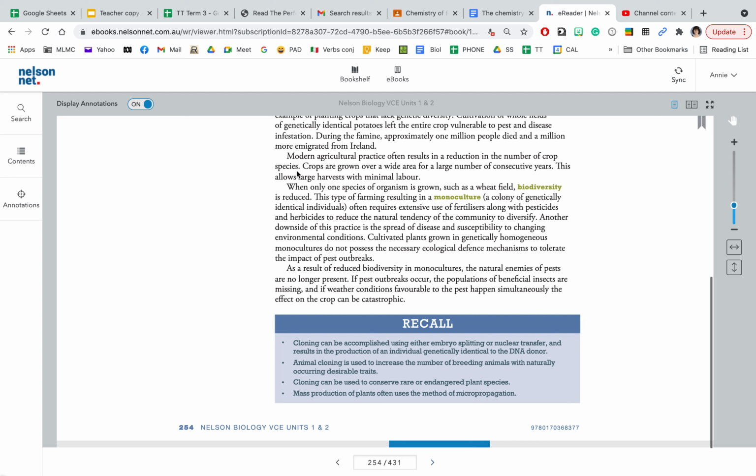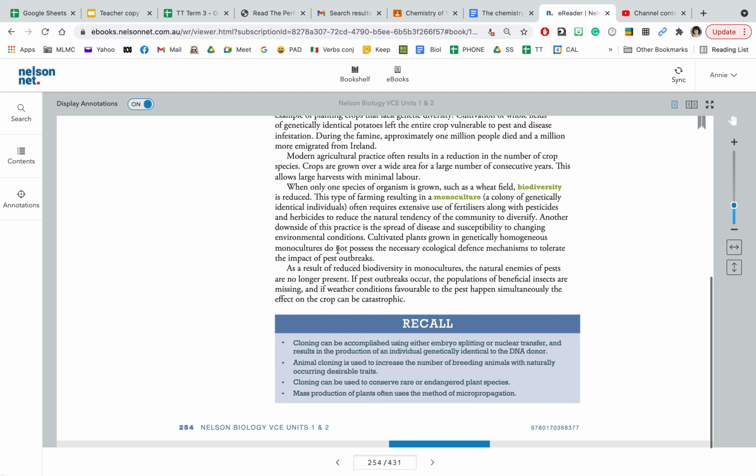Modern agricultural practice often results in a reduction in the number of crop species. Crops are grown over a wide area for a large number of consecutive years. This allows large harvests with minimal labour. When only one species of organism is grown, such as a wheat field, biodiversity is reduced. This type of farming, resulting in a monoculture, a colony of genetically identical individuals, often requires extensive use of fertilizers along with pesticides and herbicides to reduce the natural tendency of the community to diversify.